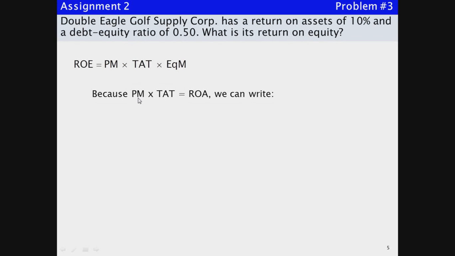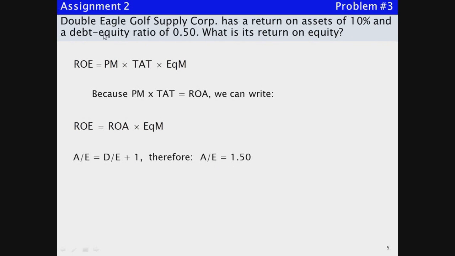Now, profit margin times total asset turnover is equal to return on assets. Therefore, we can write this as ROE is equal to return on assets times the equity multiplier. Now, the equity multiplier, A over E, is equal to D over E plus 1. Therefore, the equity multiplier is 1.5.